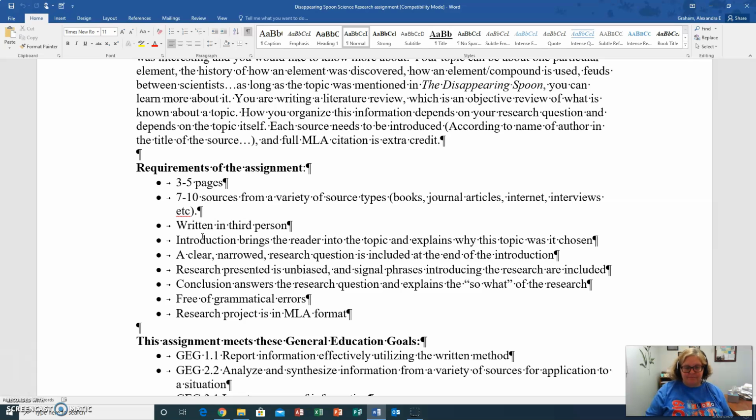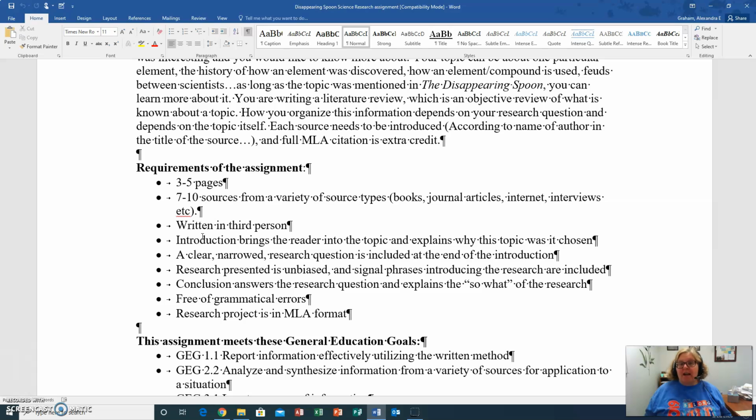Right? The conclusion should answer the research question. So by the end, if my research question is about Lise Meitner and what she was doing after she first got snubbed for the Nobel Prize, before she died, right? That's what I wanted to know. And so by the end, I should have an answer after I've done all this research. I should know, in 20 years, this is what she accomplished. This is what she did.